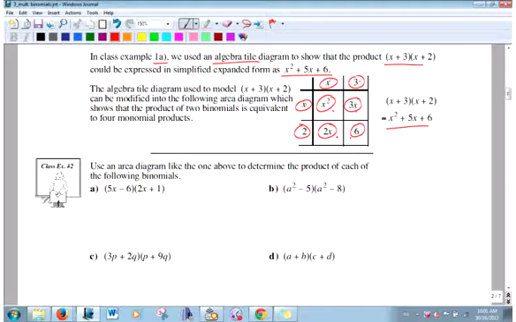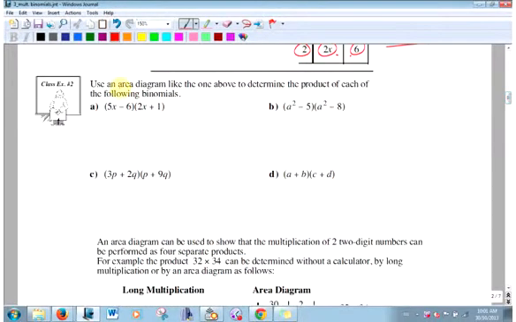Visually, it's not as appealing, not as colorful, but we can do an area diagram. You get the same thing. So it doesn't matter which one you write where. I have 2x and a 1, and on this side I have a 5x and a minus 6.